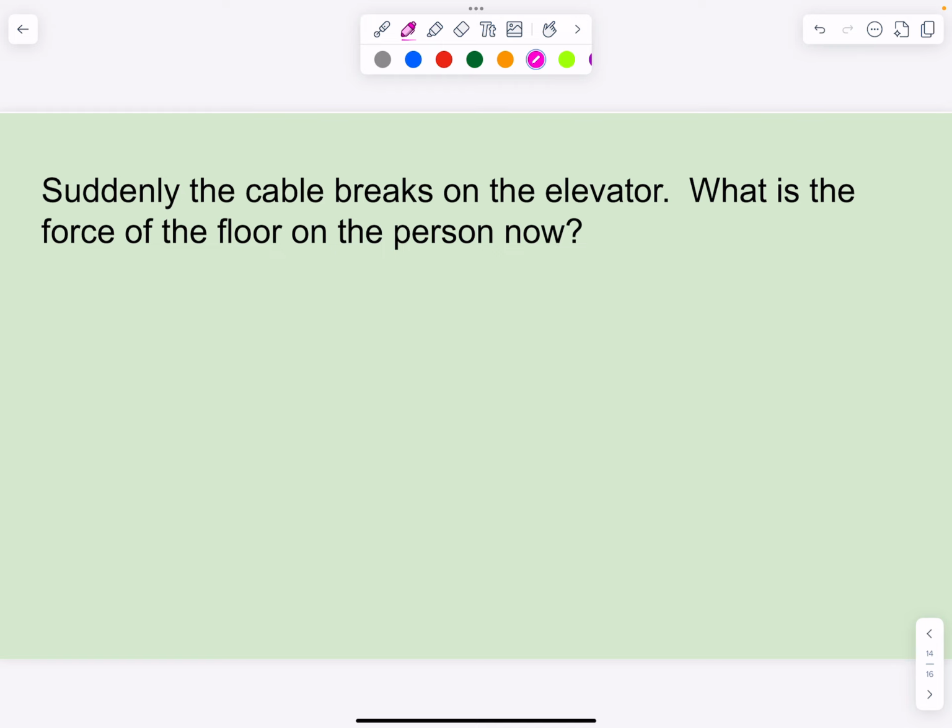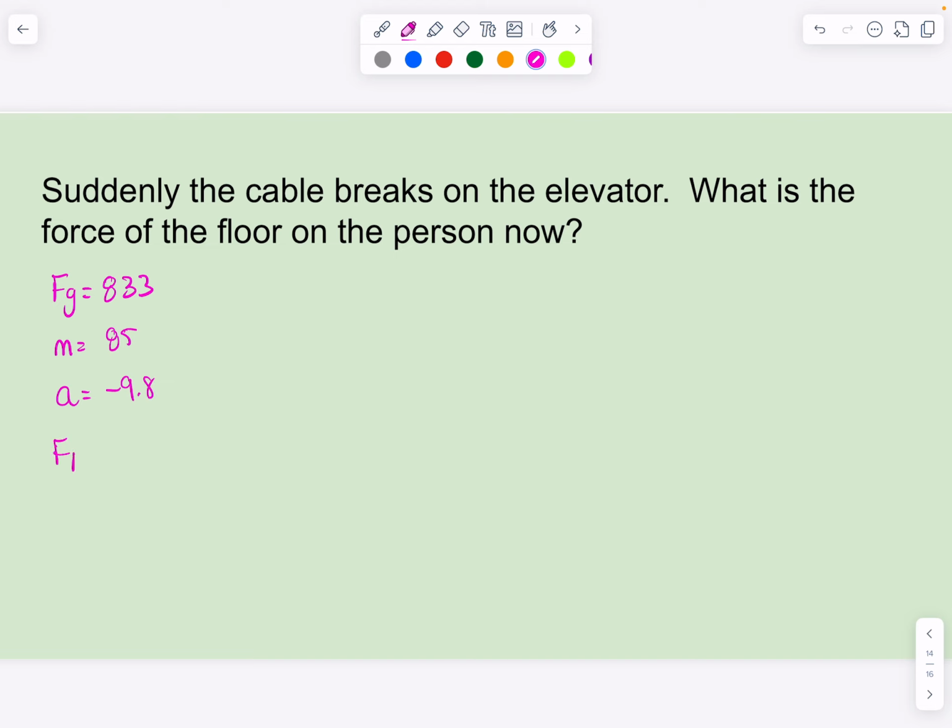So now the cable suddenly breaks in the elevator. What's the force of the floor now? Oh my goodness. Well, the force of gravity is still going to be 833. The mass is still going to be 85. But now I have the cable break, which means I'm going down. I'm going to be accelerating at negative 9.8 meters per second squared because I'm now dropping. I am going down. This is not good news for me.